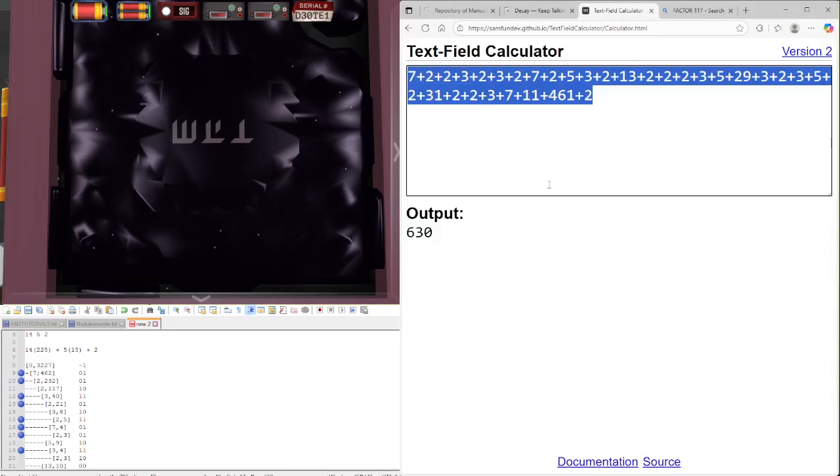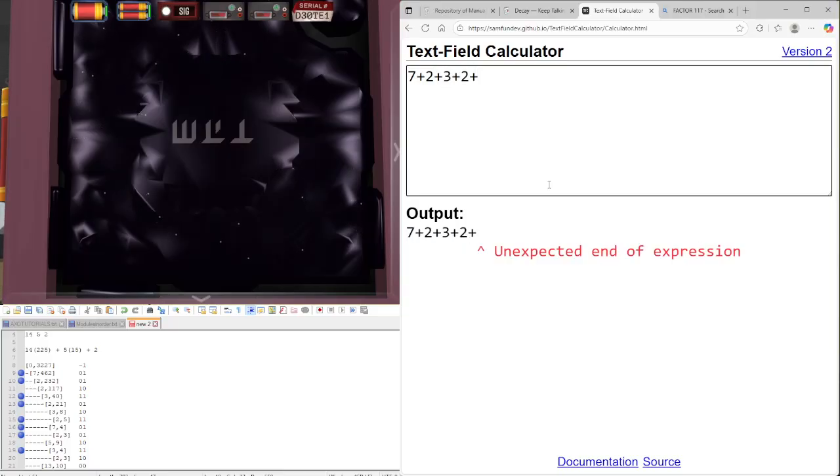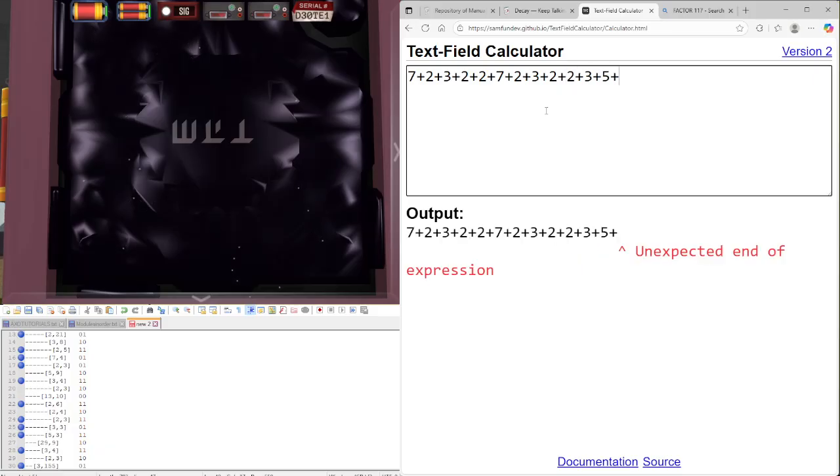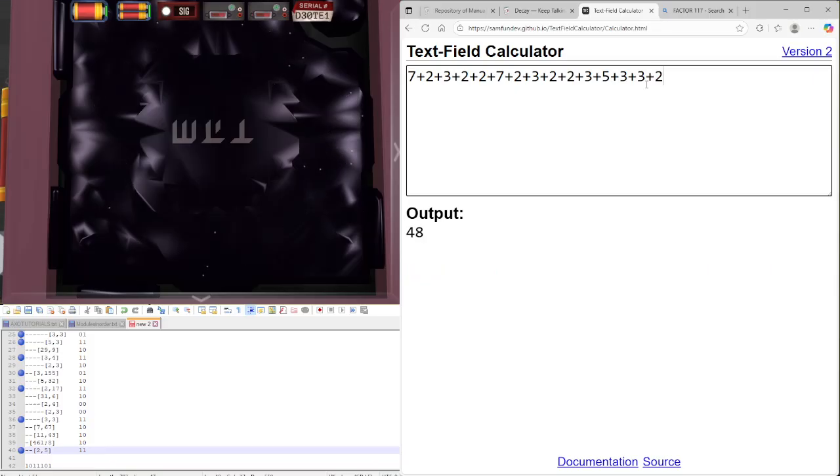Okay, so that would give us 7 plus 2 plus 3 plus 2 plus 2 plus 7 plus 2 plus 5. No, not 5. 7, 2, 3, 2, 2, 7, 2, 2, 2, 3, 2, 2, 7, 2, 3, 2, 2, 5, 3, 3, 2, 3, 2. 53.